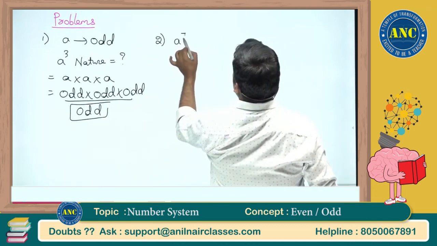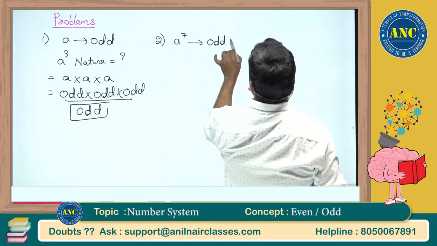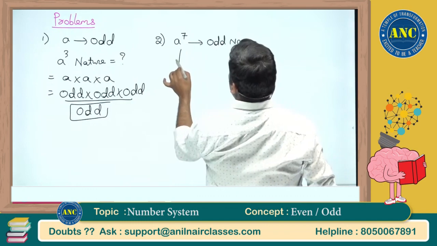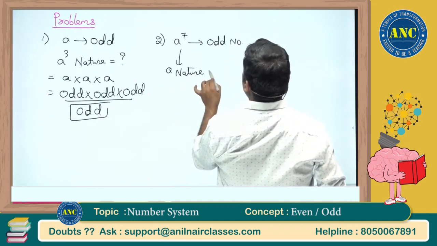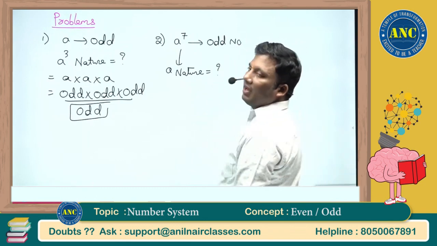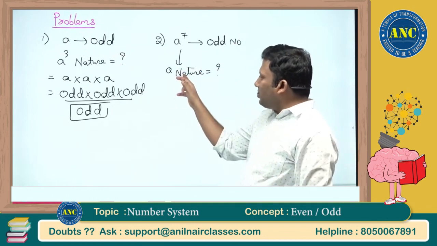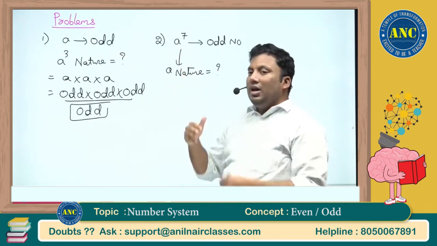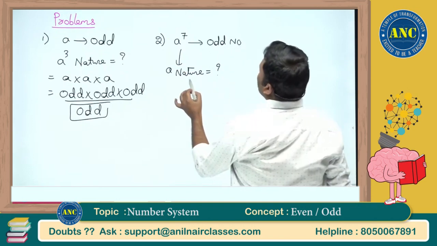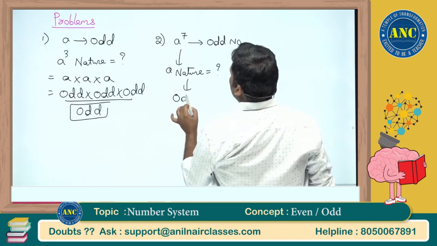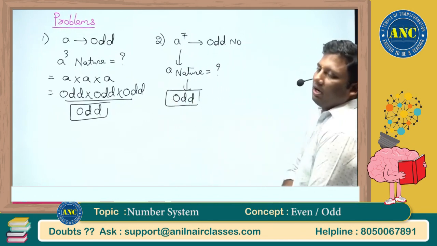Similarly, A power 7 is an odd number. Find the nature of A. Suppose I take A as an even number: even into any number, the answer would have been even. But the right hand side is an odd number. That means the nature of A will be an odd number.